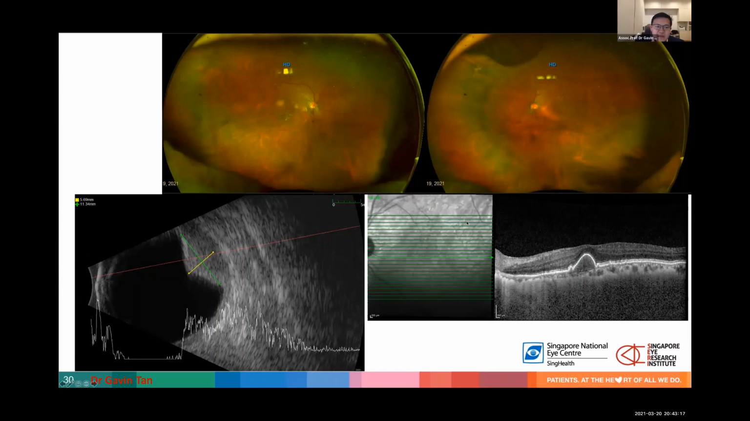And as you can see, there's still a residual tumor there, although it has shrunk compared to the original images. And in this case, he does have intermediate AMD in the left eye as well.